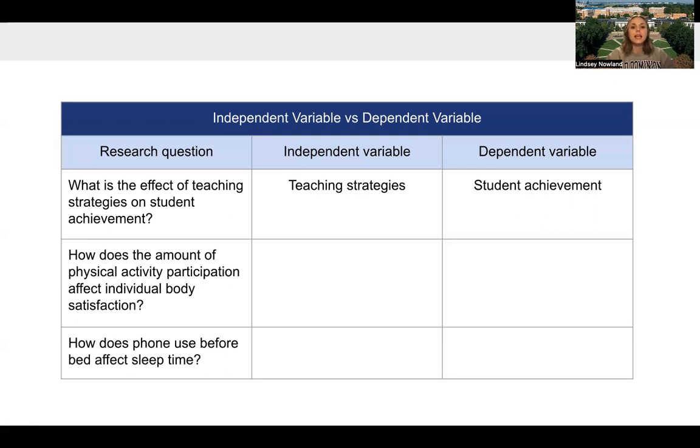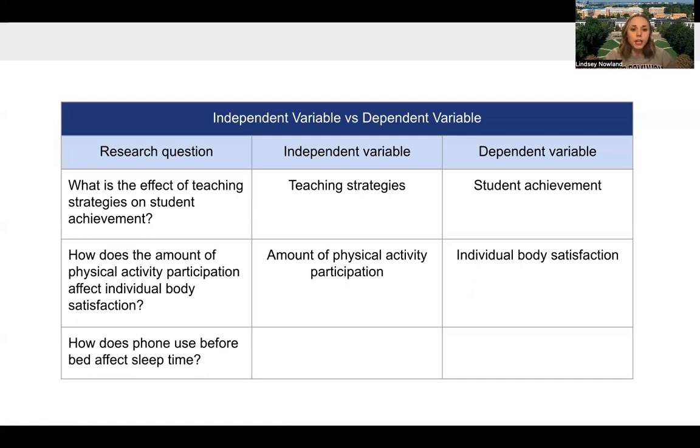So in this sense, the amount of physical activity participation would be your predictor variable, the one that you can manipulate in the study. Whereas individual body satisfaction depends on the amount of physical activity participation one engages in.